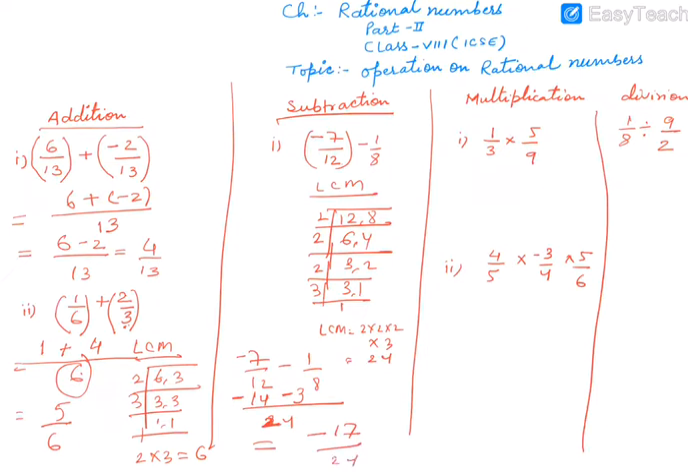The next one is multiplication. We can multiply two or more rational numbers. So we multiply numerator to numerator: 5 ones are 5, and denominator to denominator: 9 threes are 27. So this is your answer. Here more than two rational numbers are there, and we can simplify it also. Here both rational numbers are in the simplest form, so we cannot simplify.